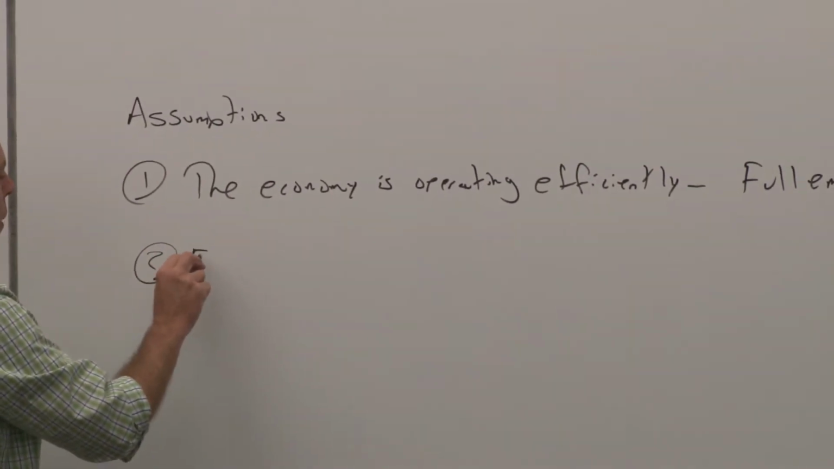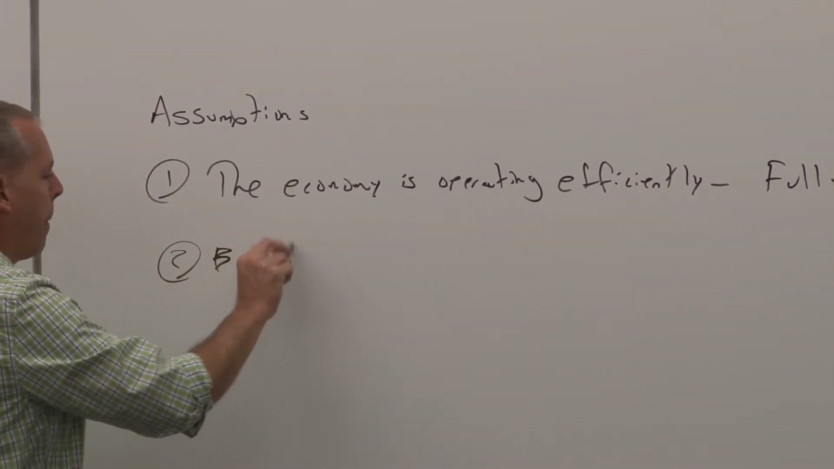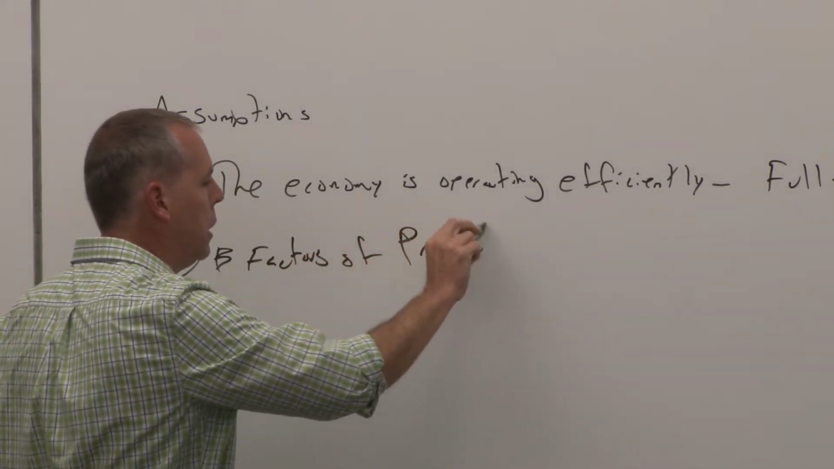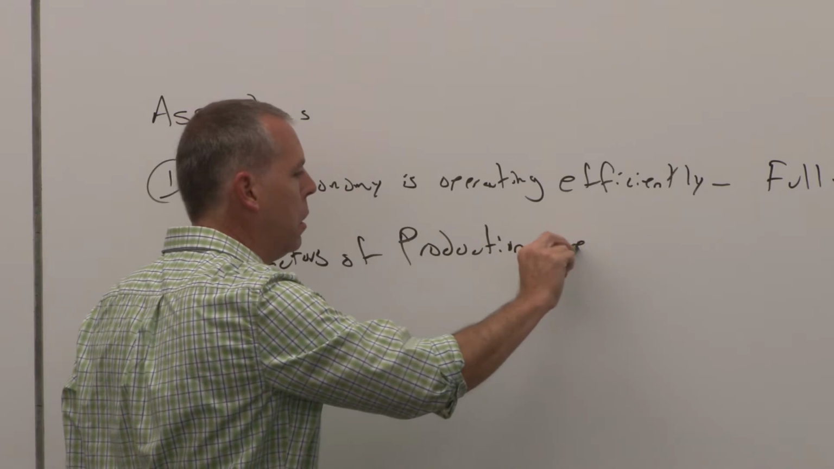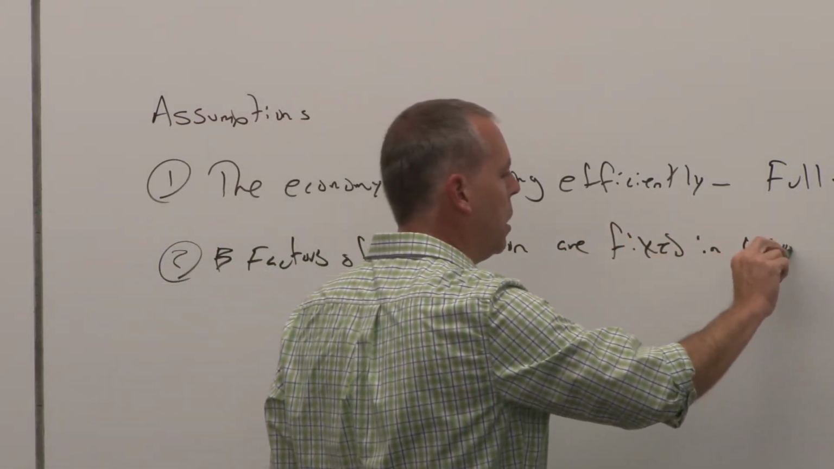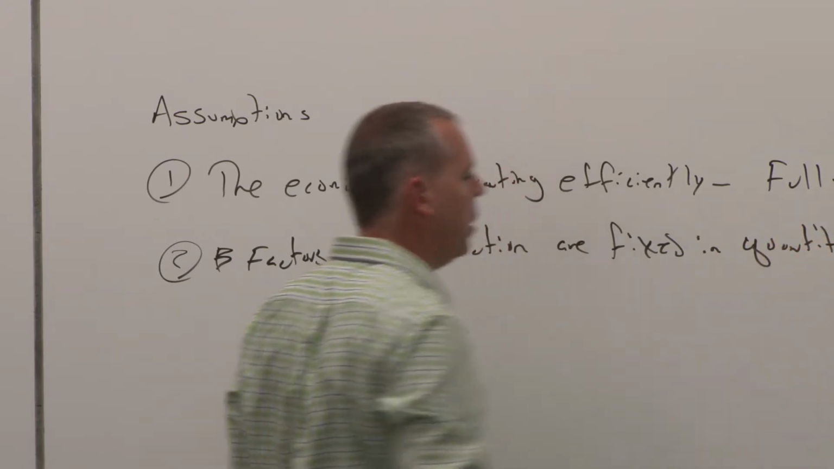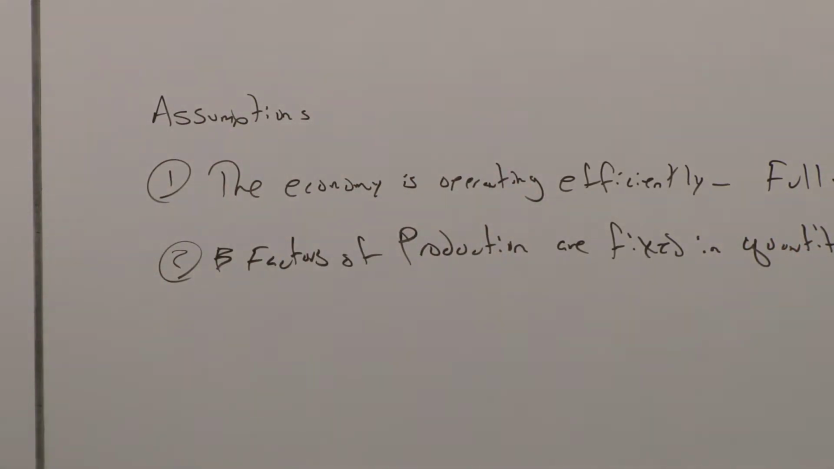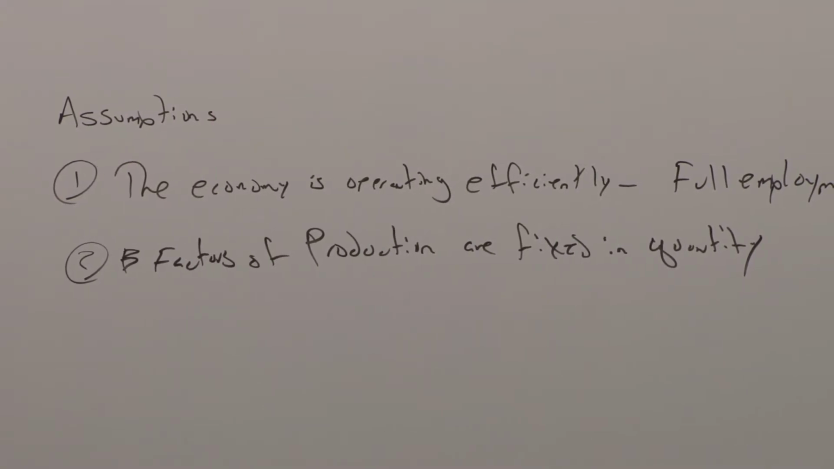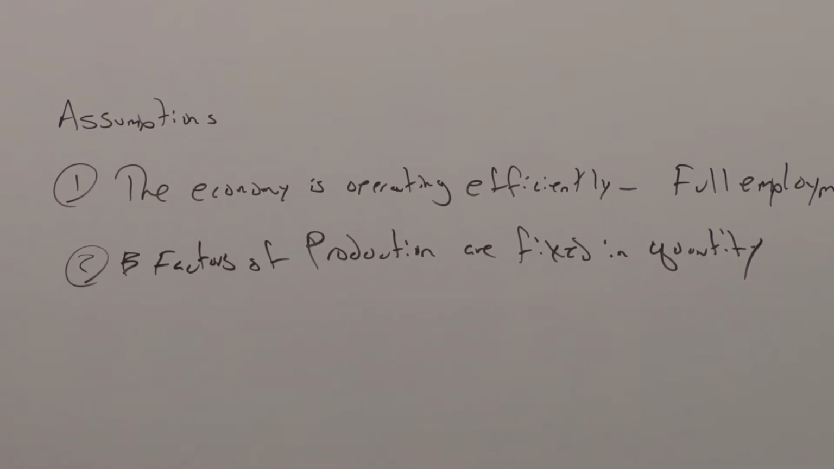Our resources are fixed in quantity. Okay. So we have our factors of production, which is another name for our resources. Our factors of production are fixed in quantity, right? The labor force isn't growing or shrinking. The amount of capital is not increasing or decreasing. Land's not increasing or decreasing, etc.